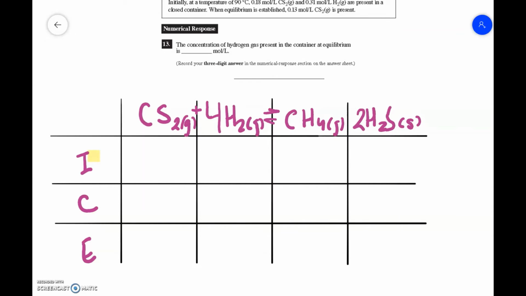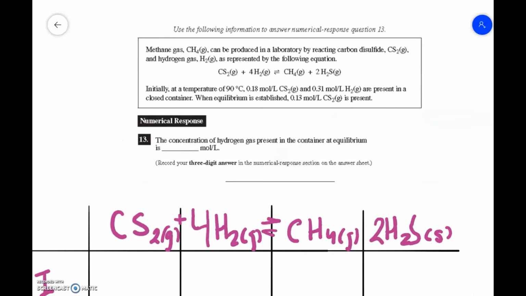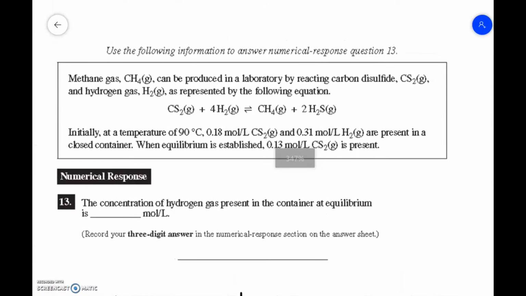ICE: the I is the initial concentration of these compounds, C is the change in concentration, and E equals the equilibrium value. Now, let's continue reading and see what information we can derive from the text. Initially, this is a key word, initially, at a temperature of 90 degrees Celsius, 0.18 moles of carbon disulfide and 0.3 moles of hydrogen gas are present in a closed container.